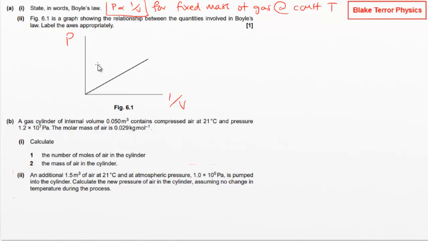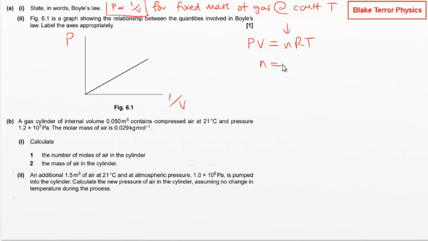So that is fine. A gas cylinder of internal volume 0.05 m³ contains compressed air at 21 degrees C and that pressure. There's the molar mass. So work out the number of moles of air in the cylinder. Right, so PV equals nRT. We want to go for that one because that is our number of moles.